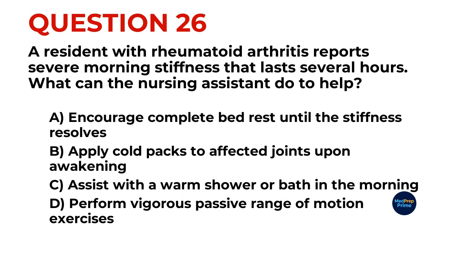A resident with rheumatoid arthritis reports severe morning stiffness that lasts several hours. What can the nursing assistant do to help? Option A, encourage complete bed rest until the stiffness resolves. Option B, apply cold packs to affected joints upon awakening. Option C, assist with a warm shower or bath in the morning. Option D, perform vigorous passive range of motion exercises.